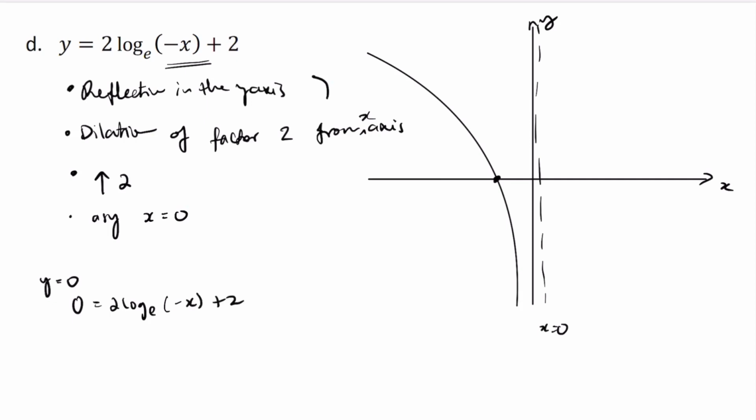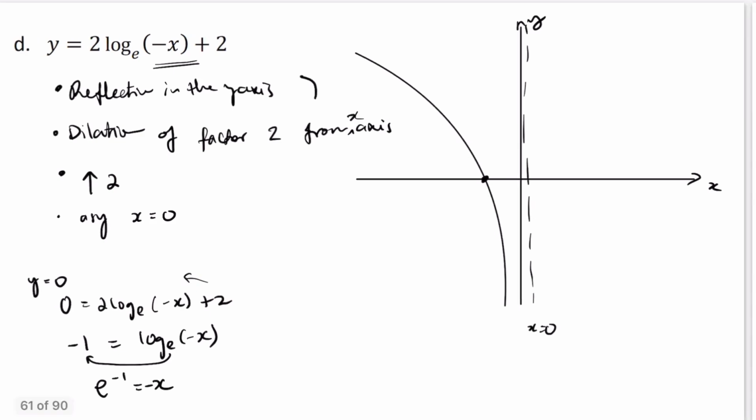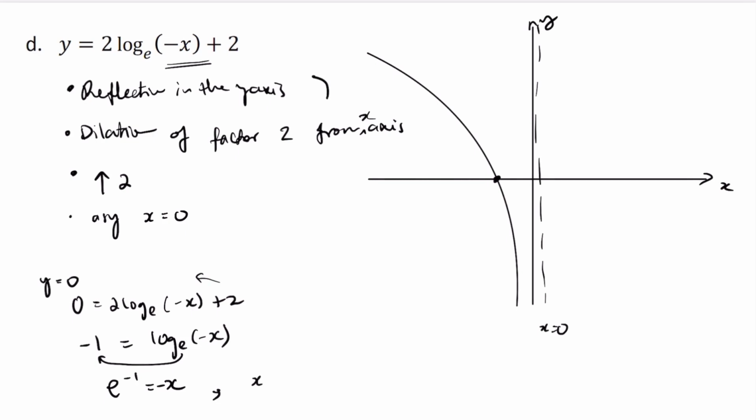I'm going to take the 2 over, and then I'm going to divide by 2 as well. So that'll be -1. And then I can use my swappy rule to bring the e over. That'll equal -x, and then of course I can just divide by -1. So then that'll be negative 1 on e, which is the nice way to write it. We don't have a y-intercept in this case.